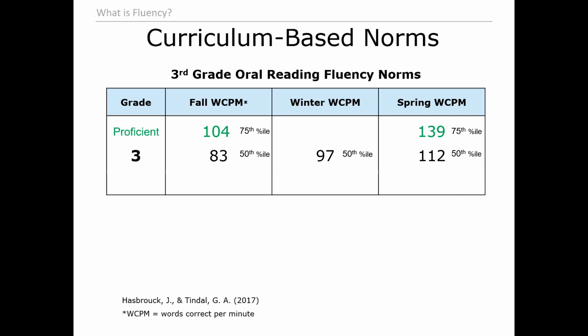Let's take 3rd grade, for example. 75th percentile 3rd graders come in reading around 104 words correct per minute. Their 25th percentile peers exit the year reading only 91.